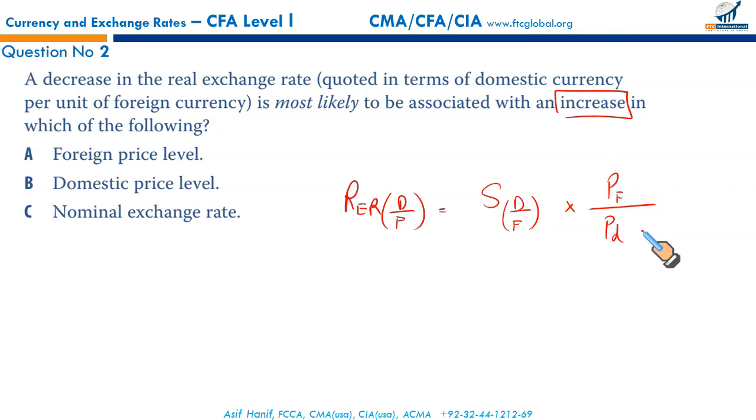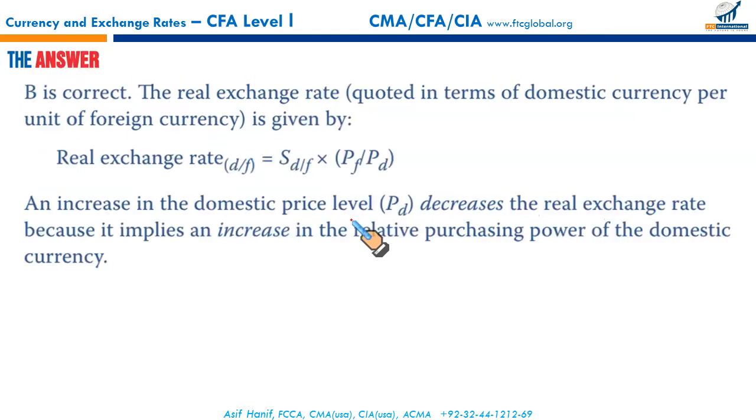Now, a decrease in real exchange rate would occur when the denominator here, that is the domestic price level, increases. A larger denominator will reduce this fraction and overall the real exchange rate will fall. So that makes B to be the correct option.